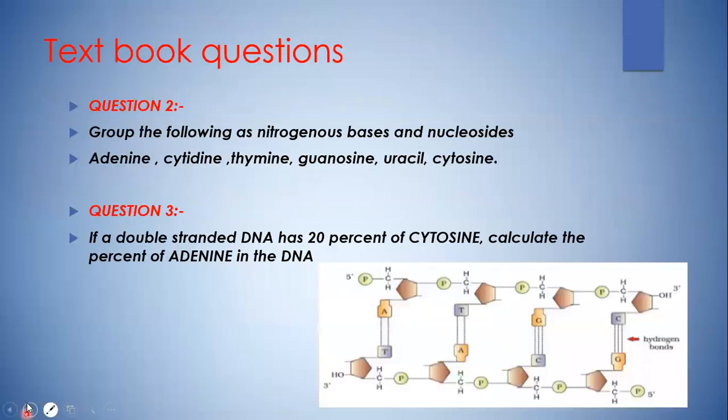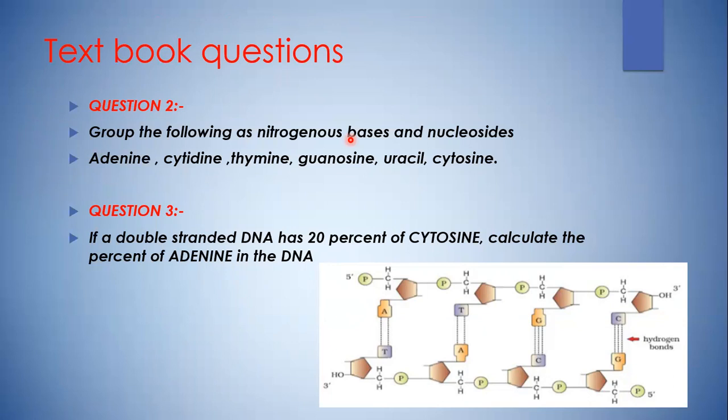Now, let us move to the next part. Group the following as nitrogenous bases and nucleoside. Now, the question is, what is nucleoside? Nucleoside means the nitrogenous base connected to pentose sugar by glycosidic bond. That structure is called nucleoside. There is only one base, not bases: a nitrogenous base connected to pentose sugar by glycosidic bond. And what is nucleotide?